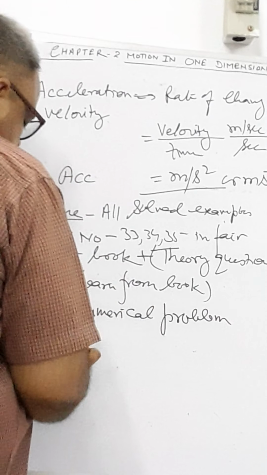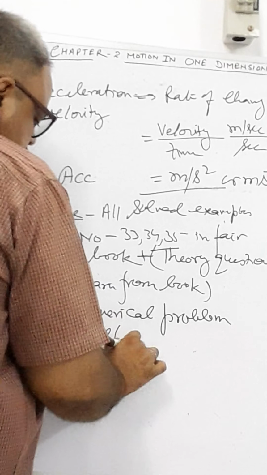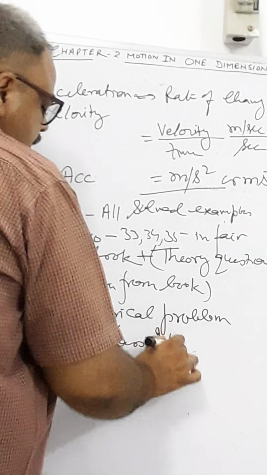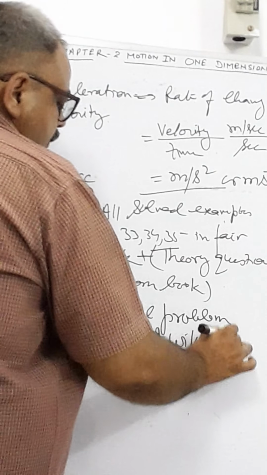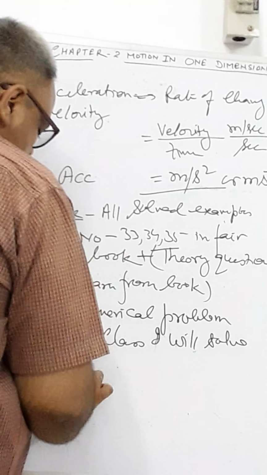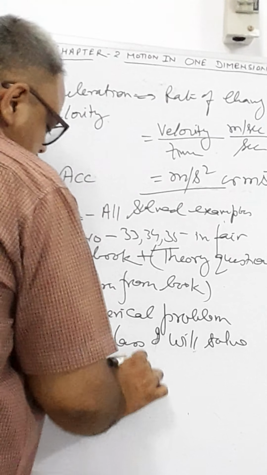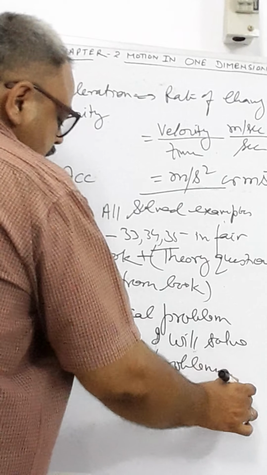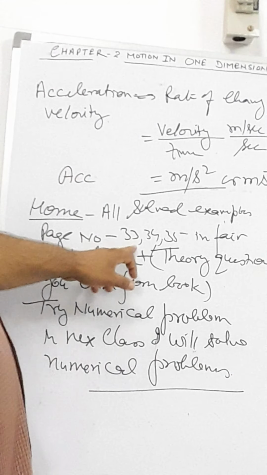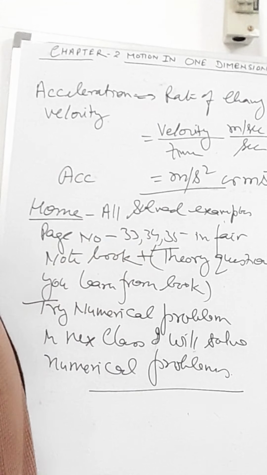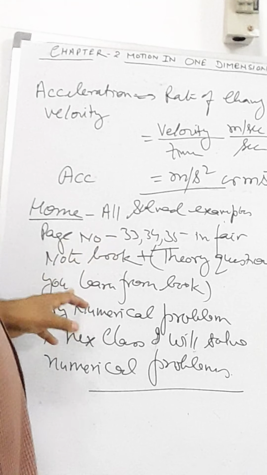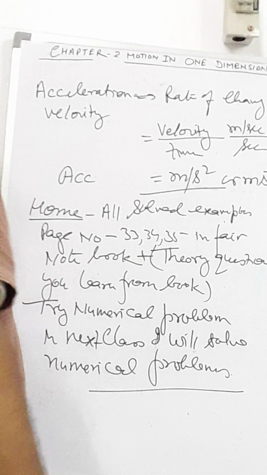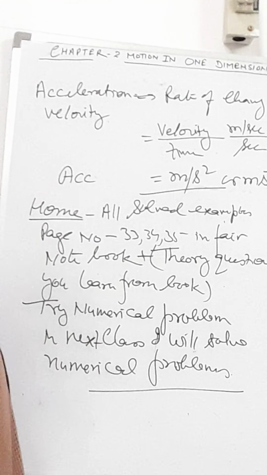In the next class, I will solve numerical problems. Clear? 33, 34, 35, all solved examples. Theory questions you can learn from the book. Try the numerical problems given. And in the next class I will solve the numerical problems.